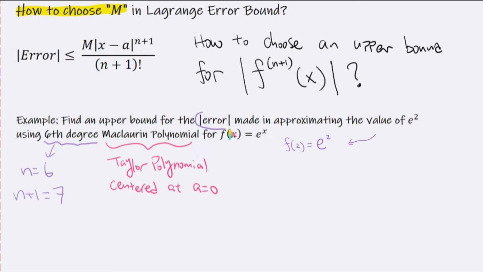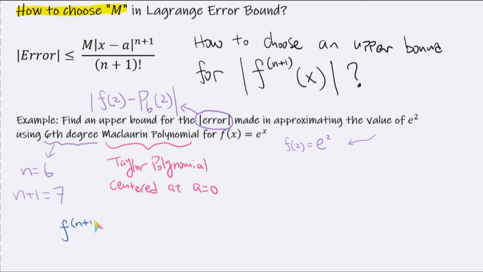If you're taking the AP Calculus BC exam, you don't usually see the notation absolute value of error. Instead, you see this notation quite often. The absolute value of the difference between f of 2, that's the actual value of the function at 2, and p sub 6 of 2, that's the approximated value at x equals 2 using the 6th degree Maclaurin polynomial.